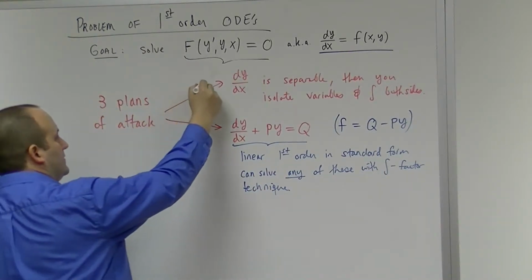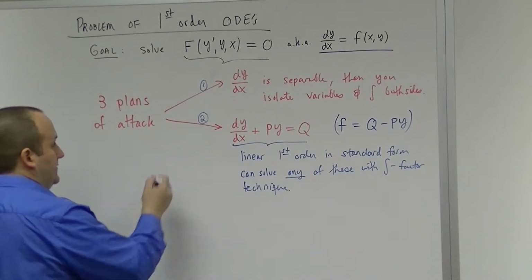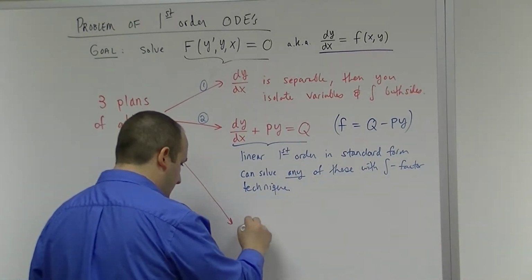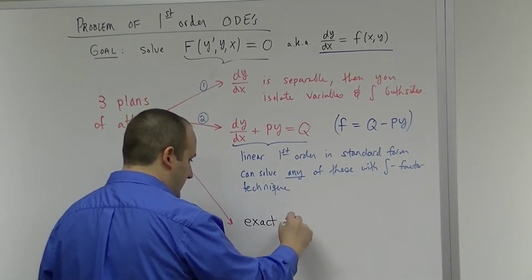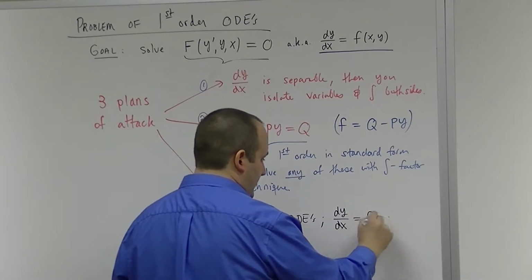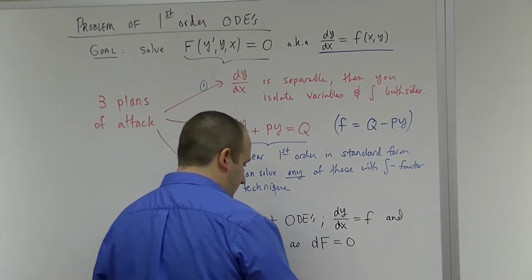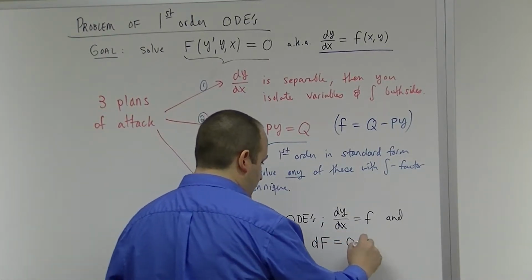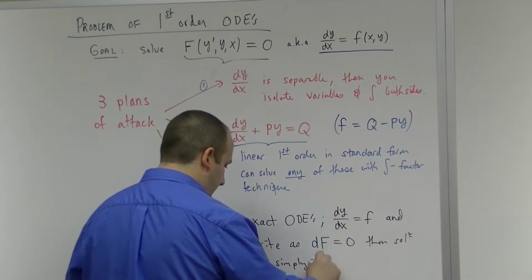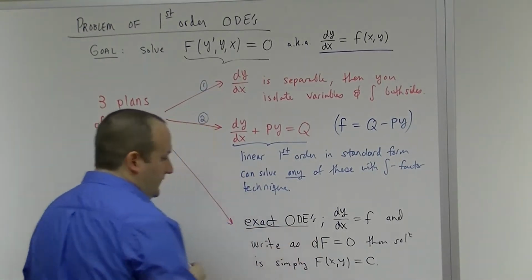The third, so that's case 1, case 2, case 3. Case 3, we have so-called exact ODEs. Basically, you can take dy/dx equals f and write it as dF equals 0. And then the solution is simply F of x, y equals a constant. So the exact ODEs permit solutions which are level curves, like that.